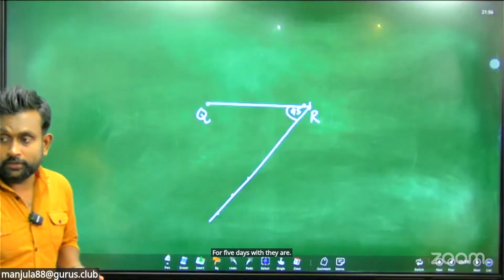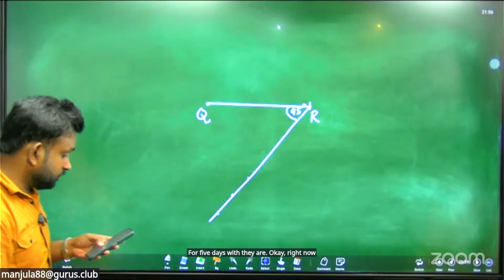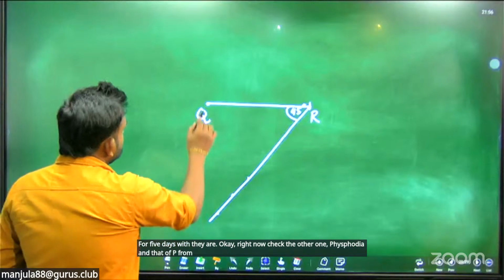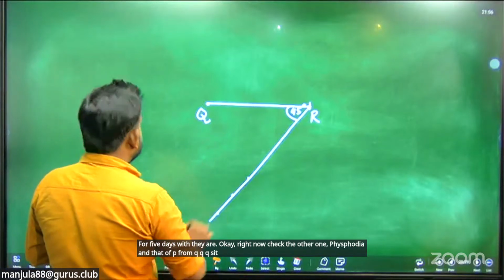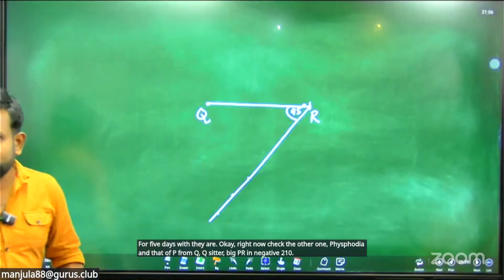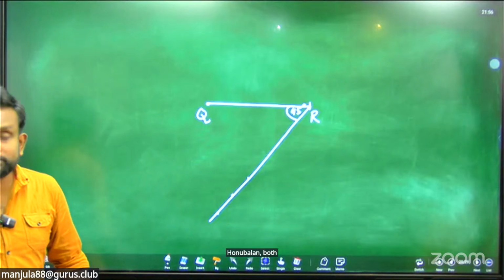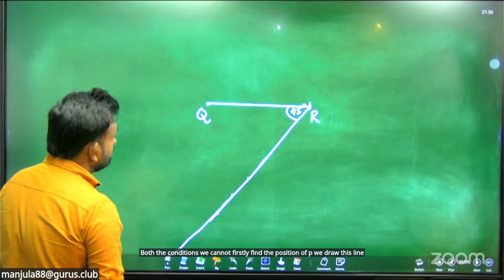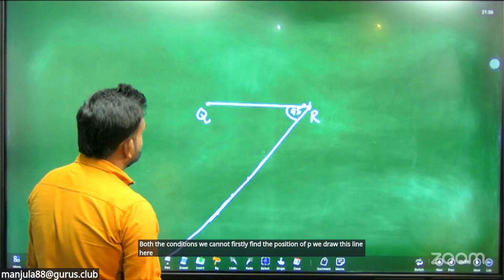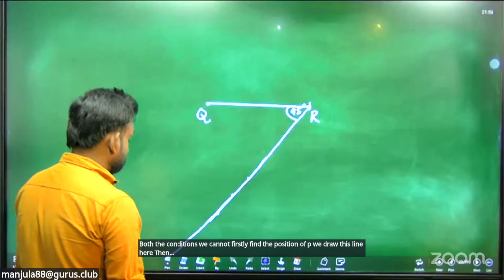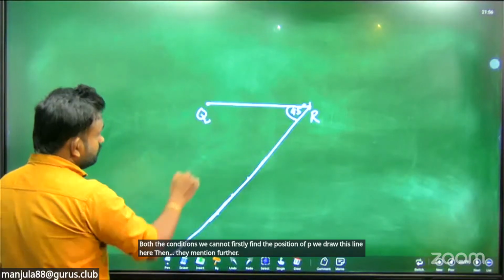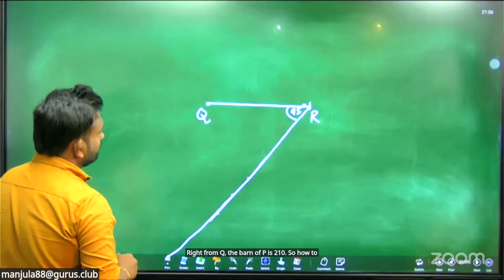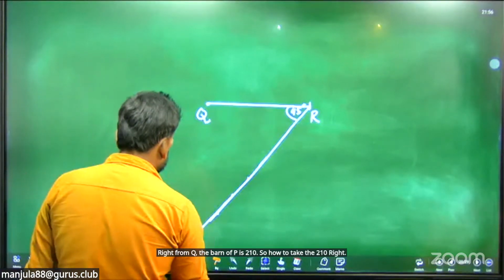Now check the other one, the bearing of P from Q, which is 210. On balancing both conditions, we can find the position of P. We draw this line here, then they mention further that from Q the bearing of P is 210. So how do we take the 210? I will draw one nicely now.